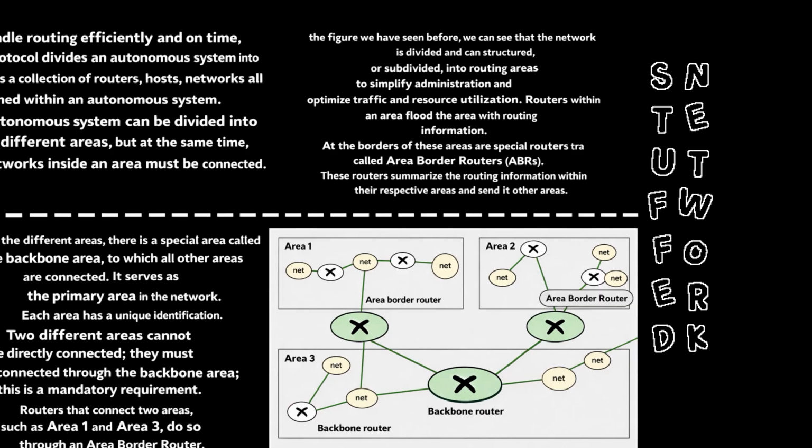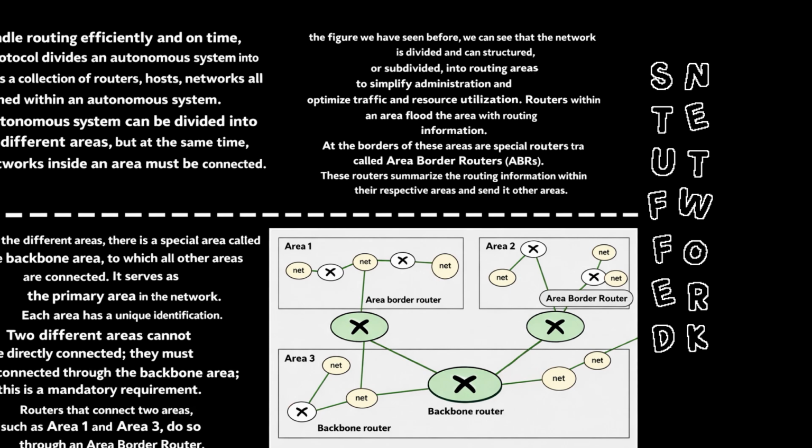Routers within an area flood the area with routing information. At the borders of these areas are special routers called area border routers. These routers summarize the routing information within their respective areas and send it to other routers. Among the different areas, there is a special area called the backbone area, to which all other areas are connected. It serves as the primary area in the network.